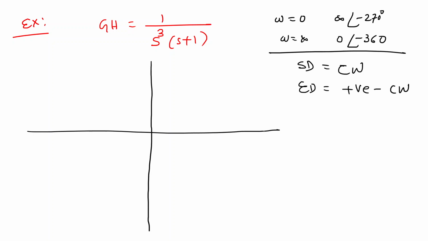Yes, sir. And zero is clockwise, ending points positive clockwise. Yes, sir. Fine. This is minus 270. This is minus 180. This is minus 90. This is minus 360. Right, sir? You have to start at infinity at minus 270, moving clockwise. So the polar plot will be something like this. Right?